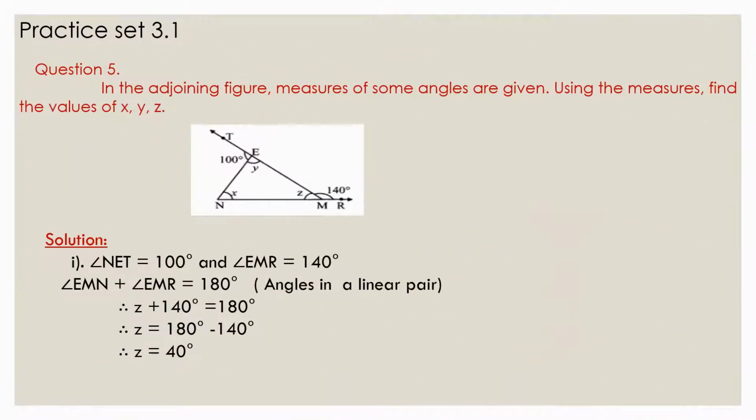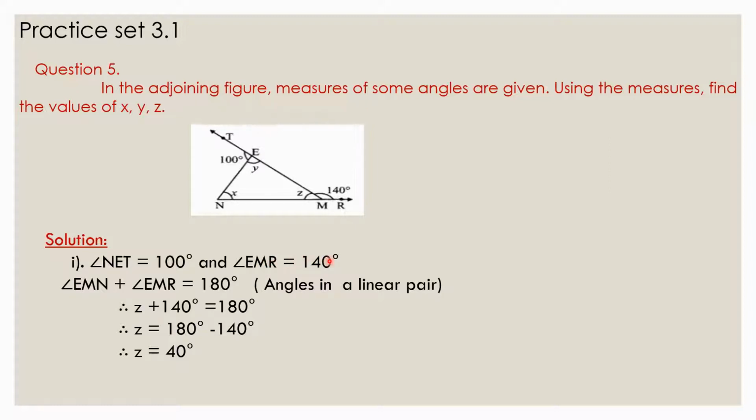Question number 5. In the adjoining figure, the measures of some angles are given. Using the measures, find the values of x, y and z. The figure is already given. In this figure, angle EMR is equal to 140 degrees, that is the exterior angle, and angle NET is also an exterior angle. Solution: angle NET is equal to 100 degrees and angle EMR is equal to 140 degrees.